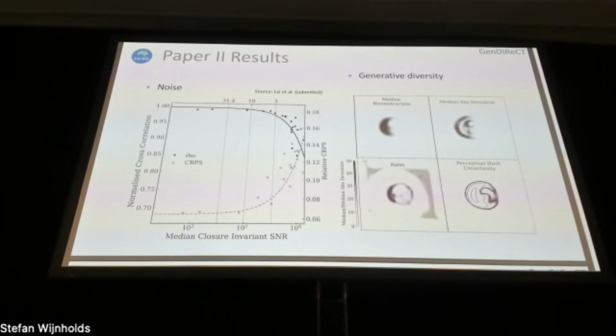Okay, so we tested it against noise, and we found that as long as the median signal to noise on the collision invariance is above about 3, we still continue to perform pretty well based on our own noise models. And we also tested the generative diversity and put out some images in the paper that speak to all the reconstructions that are obtained.